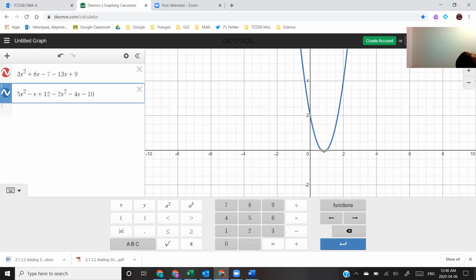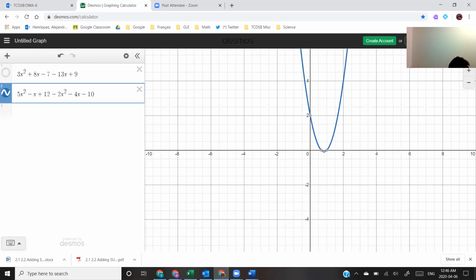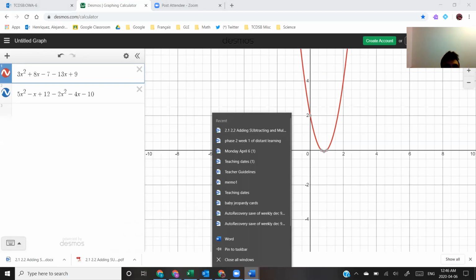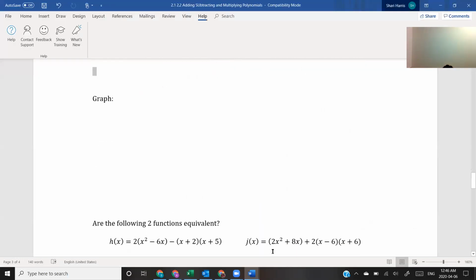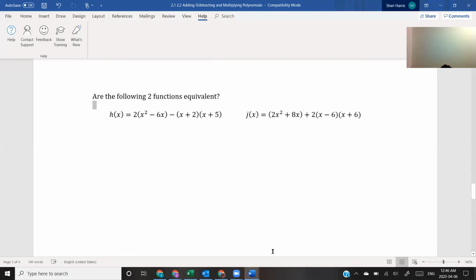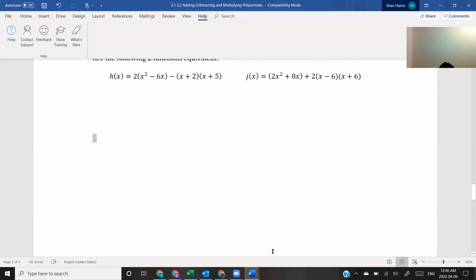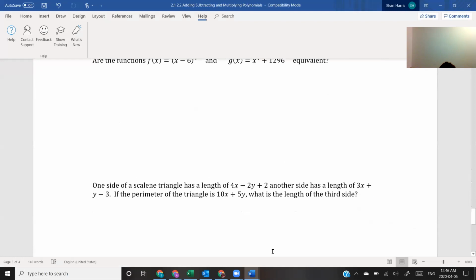Okay, cool. So we could tell right there, look, if I get rid of red and blue, they are indeed equivalent functions. They are superimposed on one another, right? So you could graph these functions to determine if they are equivalent or not. So I'll let you folks work through this one yourselves.